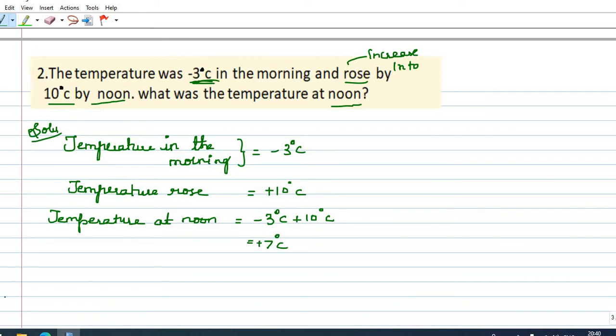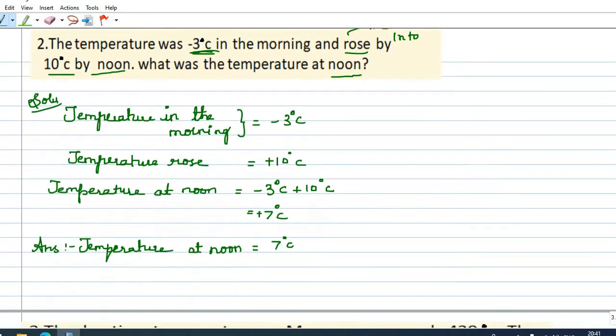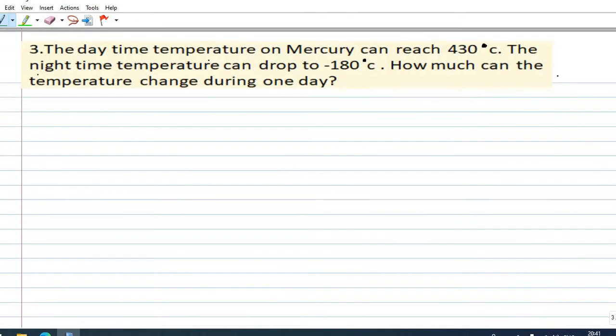Subtract. 10 minus 3 is what? 7. So now I can write the answer. Temperature at noon is equal to 7 degrees Celsius. Can you understand, children? Shall I move on to the third one?